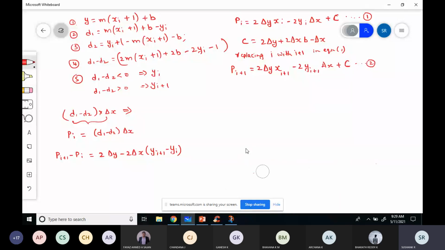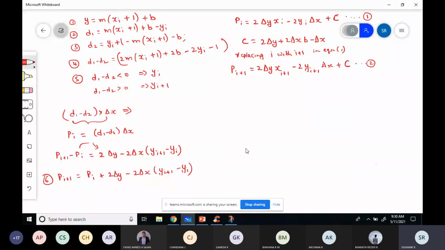So what is the next step? I will just rearrange this equation by moving p i to the right hand side. If you move p i to the right hand side, the simplified equation will be p of i plus 1 is equal to this. There will be a change in sign: minus p i will become plus p i, plus 2 times delta y minus 2 times delta x into y of i plus 1 minus y i. I will call this equation 6.